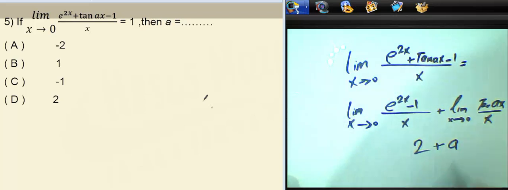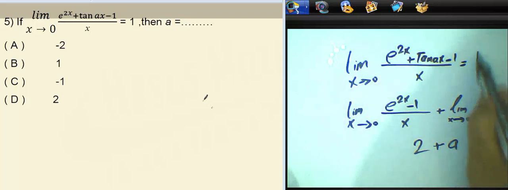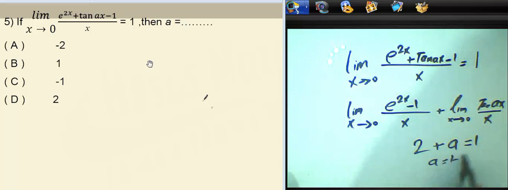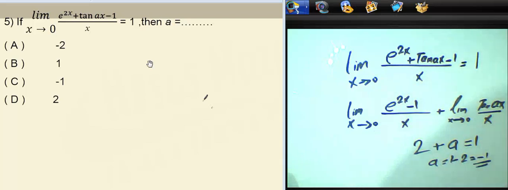Okay, the result will be here 2 plus a. In this example, he gives the result 1. Look at here. He tells me the result equals 1 and asks about a. So we must write a here. a equals what? a equals 1 minus 2 equals negative 1, because the result equals 1. Then the value of a equals negative 1.